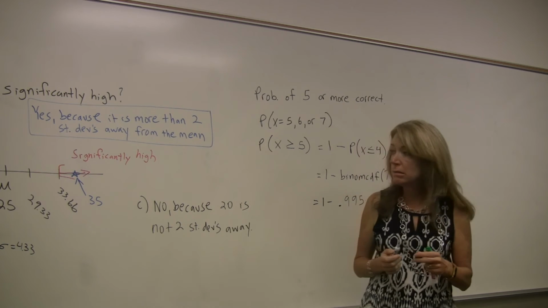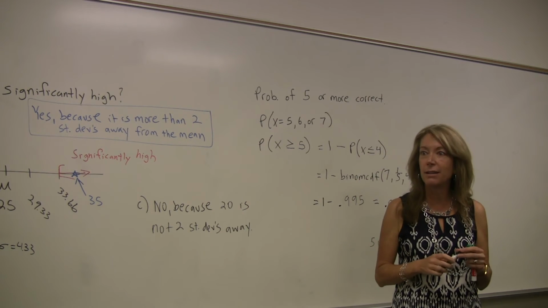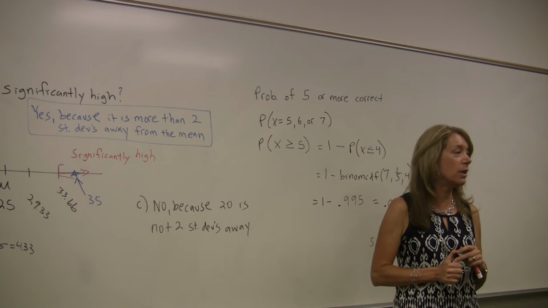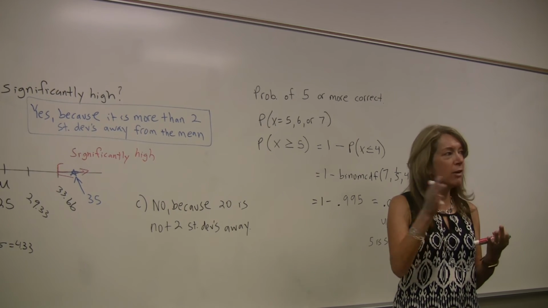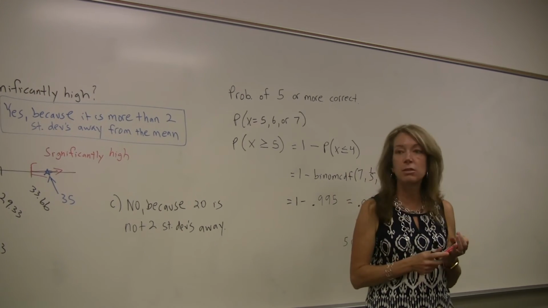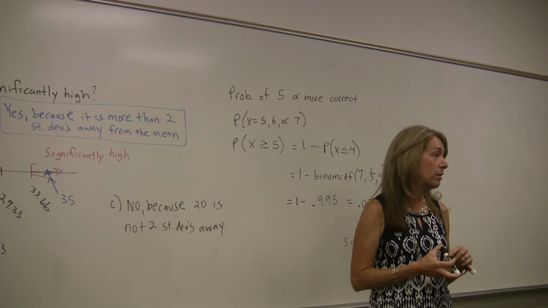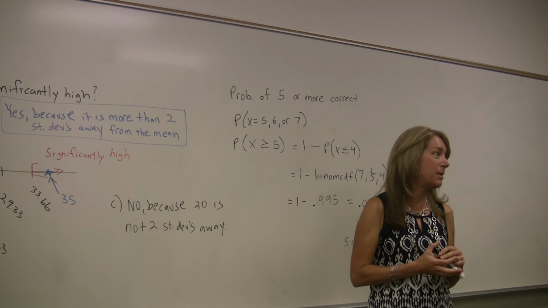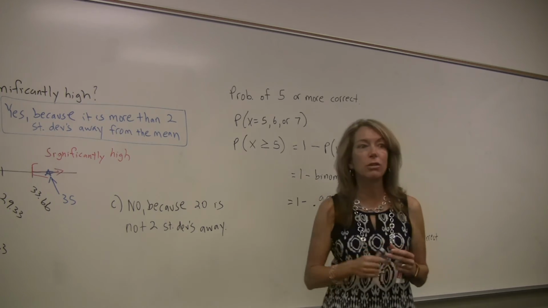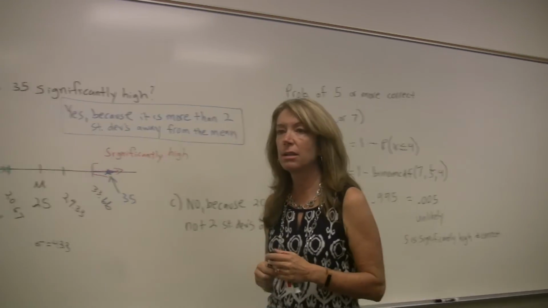Neither is 19, neither is 18, neither is 17. There's a lot of them that aren't more than 2. So we wouldn't say 20 or less, because all of them aren't 2 standard deviations. Did you answer no because it's only one standard deviation away? That's fine too. It's telling me that you know it has to be at least 2 to be unusual or significantly low or high.